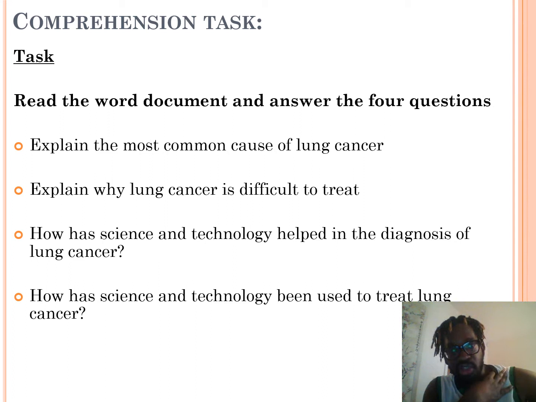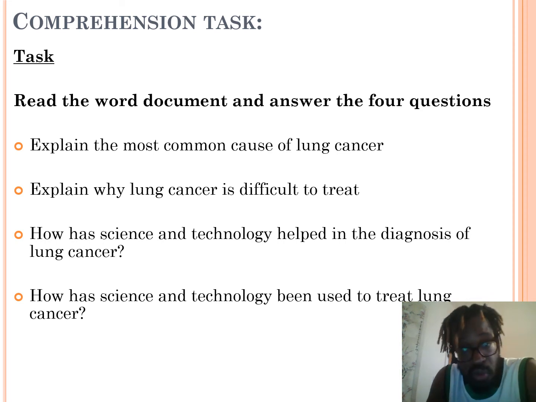Now I would have sent you a Word document. Read the Word document and answer these 4 questions. Explain the most common cause of lung cancer. Explain why lung cancer is difficult to treat. How has science and technology helped in the diagnosis of lung cancer? And how is science and technology being used to treat lung cancer?